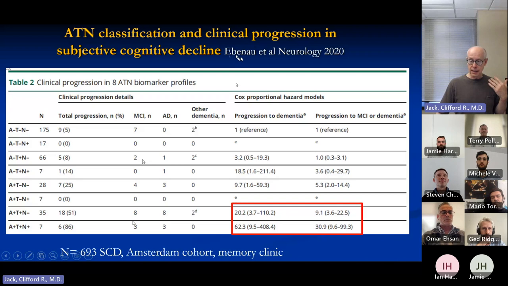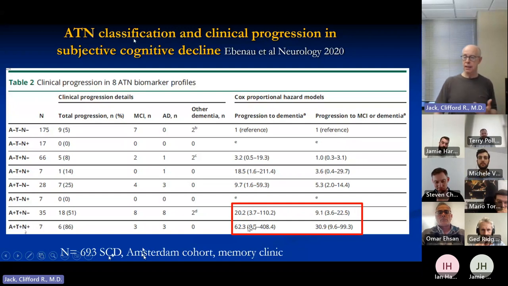So this is a group of individuals with subjective cognitive decline entered into the Amsterdam longitudinal study, but all were classified as cognitively normal. The Amsterdam group assigned people to their ATN biomarker profile groups, and then estimated, or measured, if you will, the hazard ratios for progression to dementia and then progression to either MCI or dementia as a function of their ATN biomarker groups.